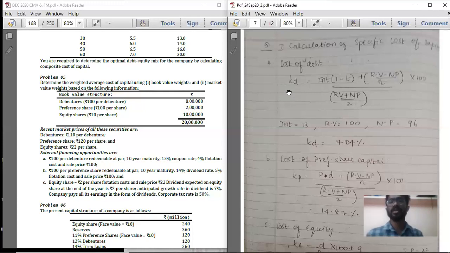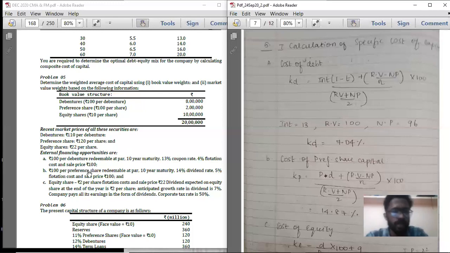So interest into 1 minus tax rate plus redemption value minus net proceeds divided by N, whole divided by redemption value plus net proceeds whole divided by 2, into 100. This is the formula. Here we should find different things. What is interest? See, 100 per debenture. So per debenture is 100 into 13%, which is the coupon rate. So 13 rupees is the interest. Below that record: interest is equal to 13.